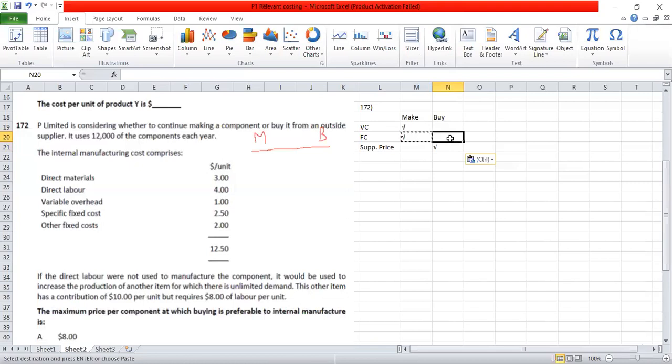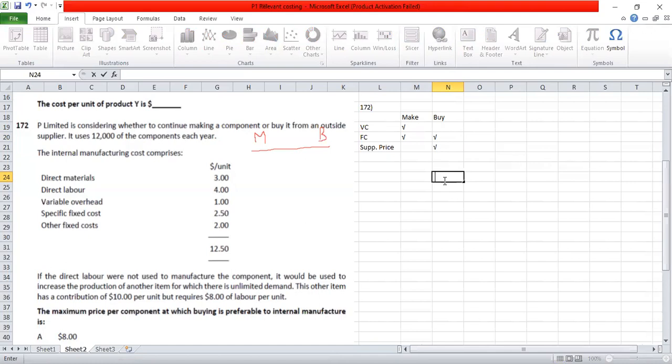See, if they stop manufacturing the component, will they stop incurring fixed cost? No, they still continue to incur the fixed cost. The same amount of fixed cost will be incurred. So even if they are buying, they would be incurring fixed cost.